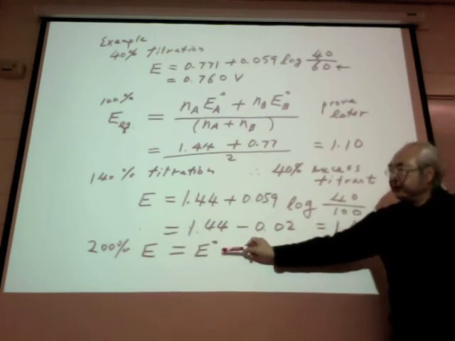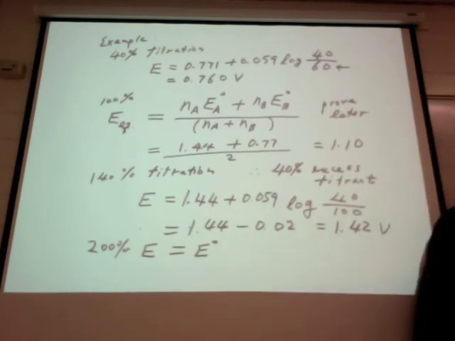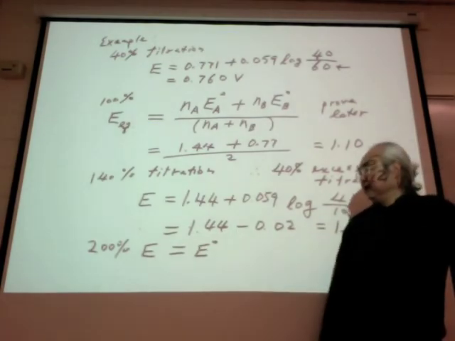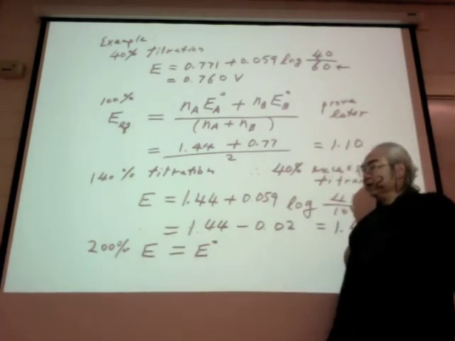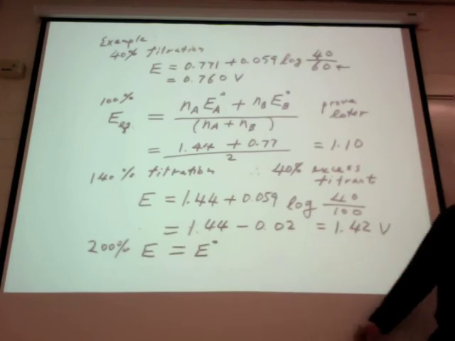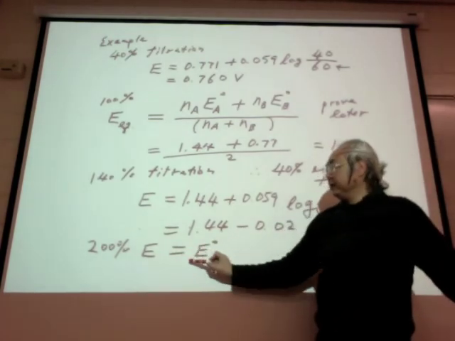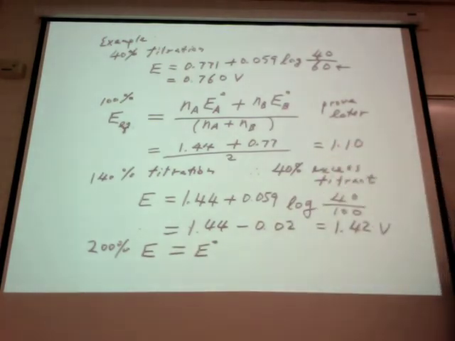Now here is an interesting point. When you have 200%, beyond the endpoint, then your potential is equal to the E naught, the standard potential. So keep that in mind if you want to match for some particular reason. Just go ahead and do a 200% titration, meaning 100% beyond, then you measure the potential, and you realize, okay, this is the E naught. So that is a way for you to find an unknown E naught.